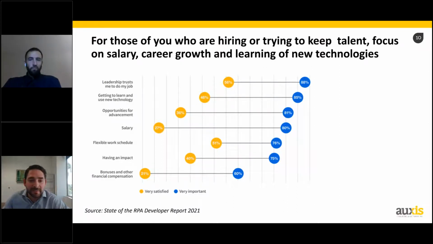Some key things jumped to my mind based on your conversations that are really confirming this. It's the opportunity for advancement, the idea of learning and using new technology, new use cases, is a big piece of what developers are looking for. Here we're seeing 85% of them thought that was very important, but only 46% thought that they were satisfied with the learning opportunities and doing new things and starting new technology.